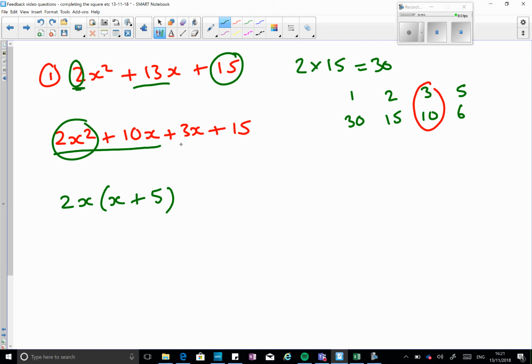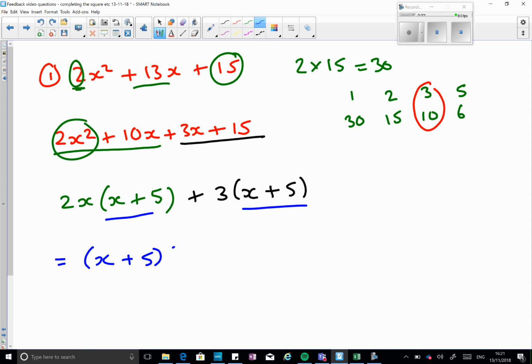And then we move on and we look at this. And here we just have that 3 is a common factor. And then what we can do at that point is we notice that x plus 5 is a common factor in both parts here. So we can say that equals x plus 5 multiplied by, and then 2x plus 3. So 2x plus 3.